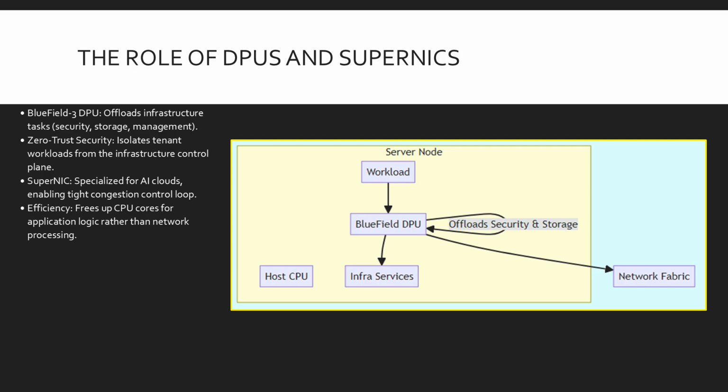In this component diagram, we see the server node structure. The host CPU runs the workload, but notice that the traffic flows down to the BlueField DPU. The DPU handles infrastructure services and connects to the network fabric. The note emphasizes that the DPU is offloading security or storage. This visual separation illustrates how the DPU insulates the host CPU from network overhead and security checks.